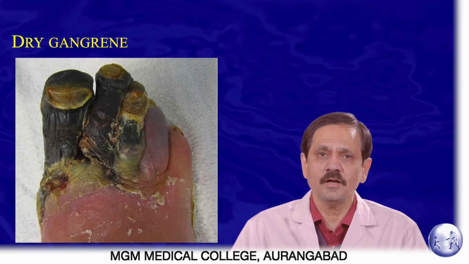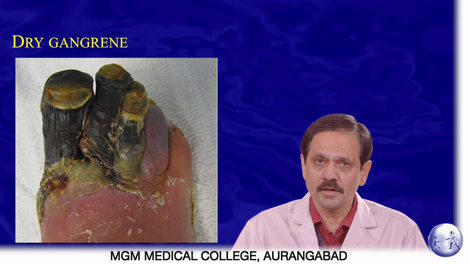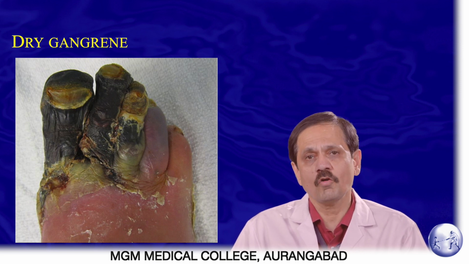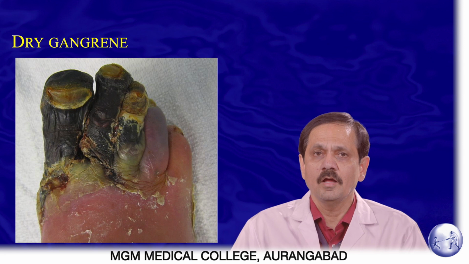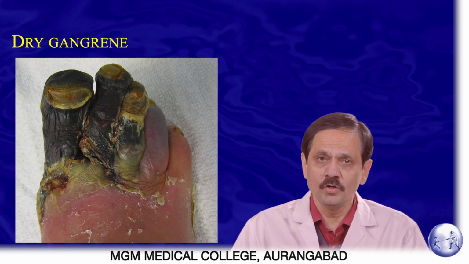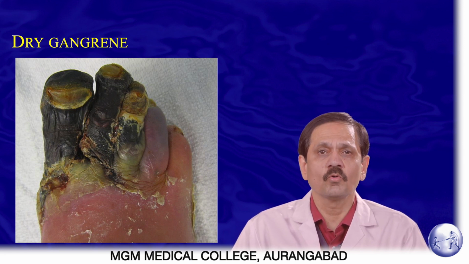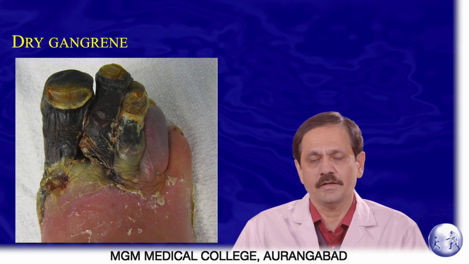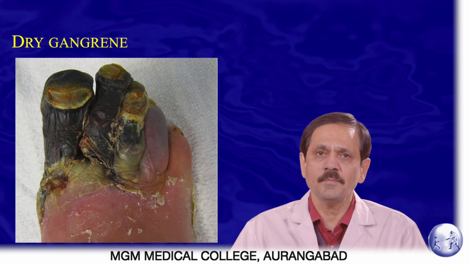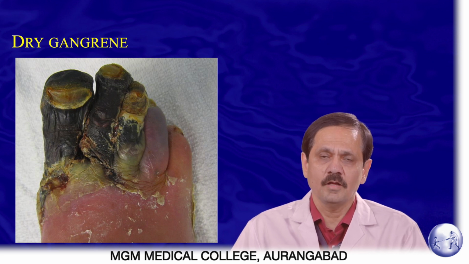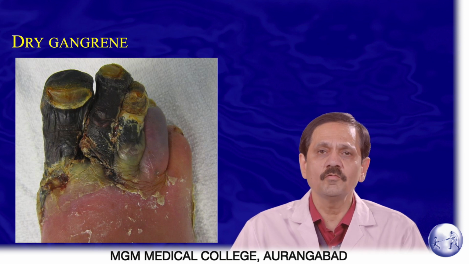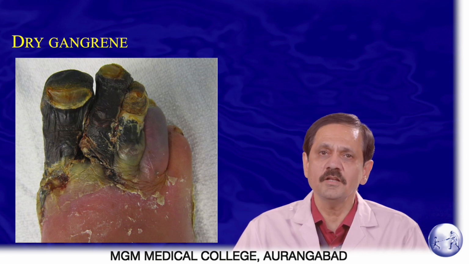Third important point is that pathogens are not found in dry gangrene, while pathogens are found in wet gangrene. The prognosis is comparatively good in dry gangrene, while the prognosis is poor in wet gangrene. Now, we will see the different types of gangrene. It is commonly seen in either the limbs or the intestinal organs. So, we will see one by one the types seen in the limbs.